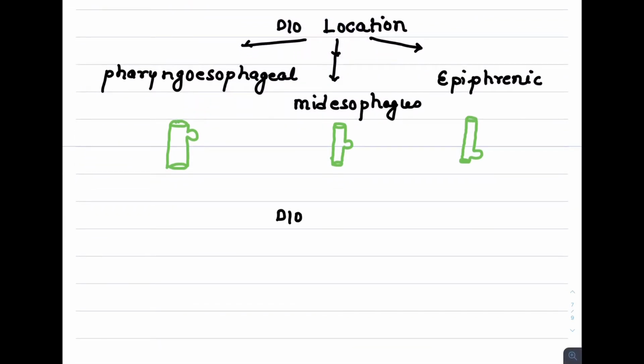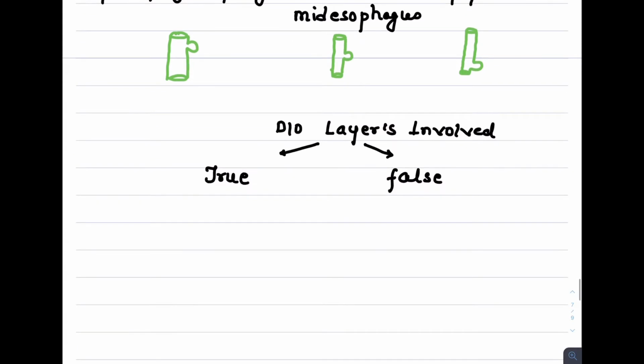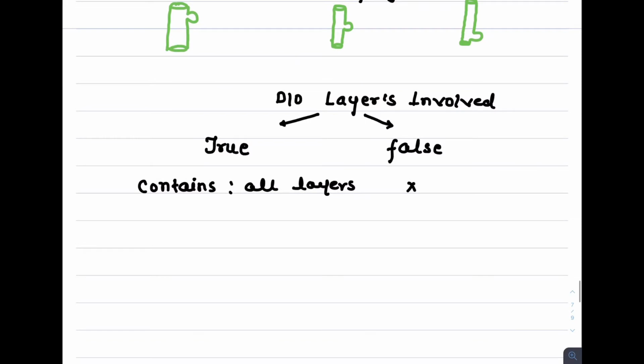Fourth way of dividing them is based on the layers of involvement. All the layers can be involved in the esophageal diverticulum or there can be only involvement of mucosa and submucosa. So it can be of two types, true and false. True esophageal diverticulum will contain all the layers of the esophagus and false will not contain all the layers. So what will it have? It will have only mucosa and the submucosa.